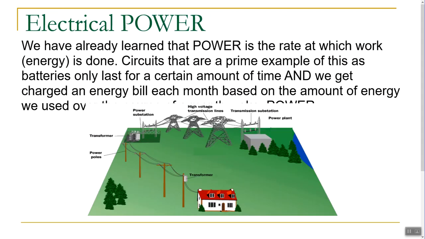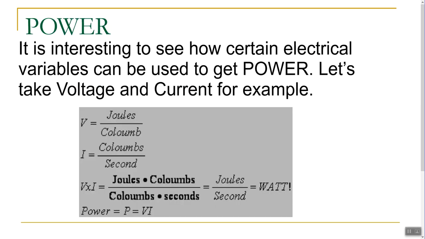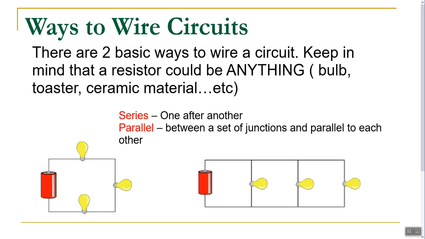For now, I'm going to skip electrical power, and we will come to that later. That'll be in part two of the video. But for now, I want to talk about specifically how to wire a circuit. There are two ways: series and parallel. In a series circuit, one resistor, or in this case a light bulb, follows another. So you see you've got one, two, and then three here. Think about a book series: you have to read the first book, then the second, and then the third. You cannot go out of order.